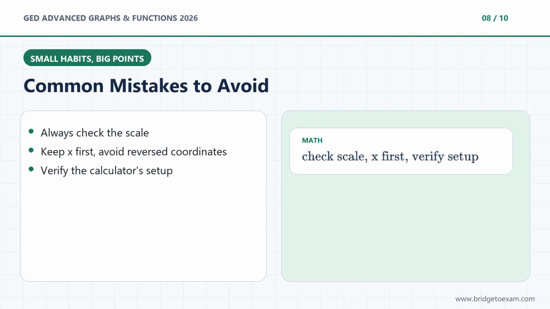3 habits to protect your score. First, never assume every grid counts by 1. Check the scale. Second, do not pick a reversed coordinate answer. Keep x first. Third, do not trust a calculator result that came from a shaky setup. Slow, deliberate reading beats fast guessing every time.